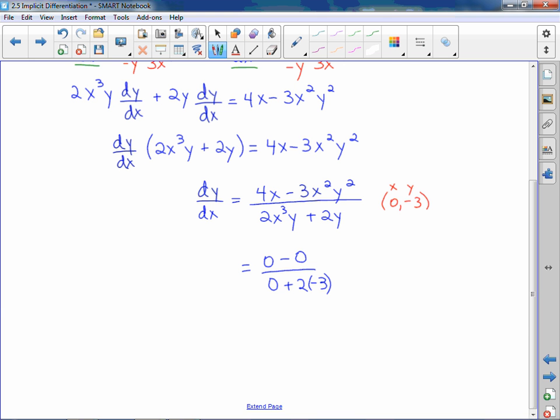You may have said, well, as soon as we got 0 minus 0 on top, we're going to say that the slope is 0. However, you've got to make sure that the bottom doesn't also equal 0. Because if the bottom had also equaled 0, I would have said that the slope was actually undefined. So this is actually 0 over negative 6. So the slope of the tangent line at the point 0, negative 3 is 0.